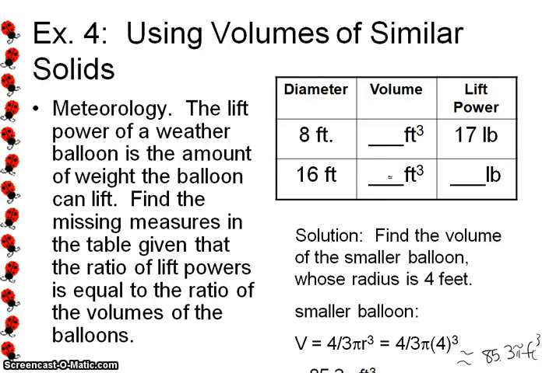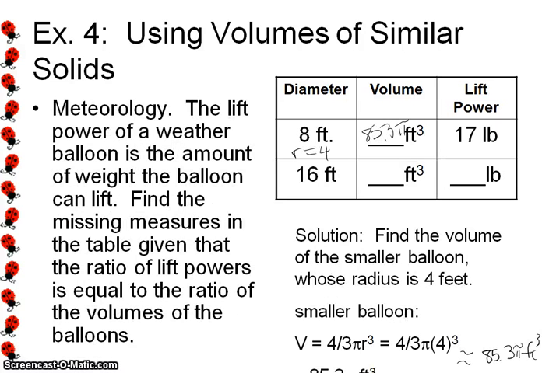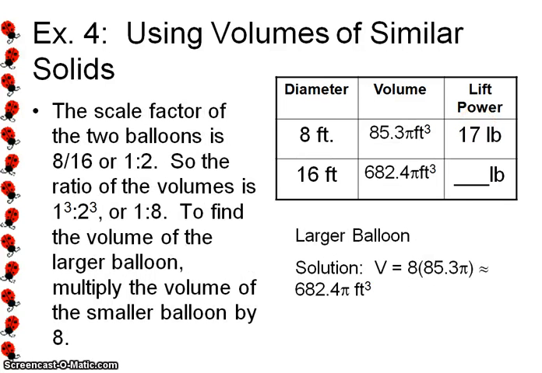So to find this, I've got to find the volume of the smaller balloon, and I know if its diameter is 8, then its radius is 4. So let me first find the volume of this balloon. I would use my formula 4/3 pi r cubed. And I would substitute in 4, and I would find that this one is 85.3 pi feet cubed.